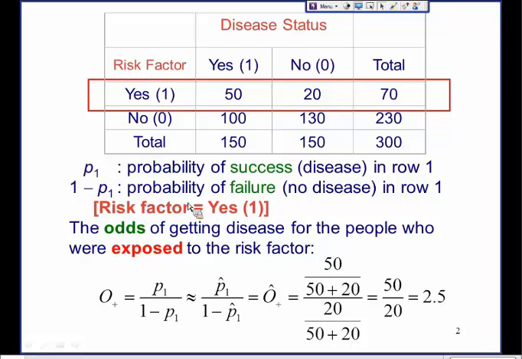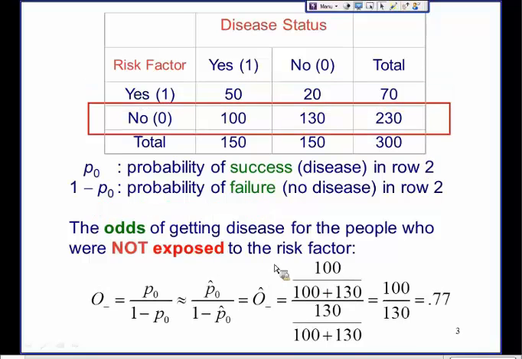Then O plus stands for the odds of getting disease when you're exposed to the risk factor. So when you're exposed to the risk factor, what's the odds of getting disease? That's really P1 over 1 minus P1. That's actually 50 over 70 divided by 20 over 70, calculated over here as 2 over 5. But since you have the same denominator, usually we just say the odds of getting disease for exposed to risk is 50 over 20, because the denominator cancels.